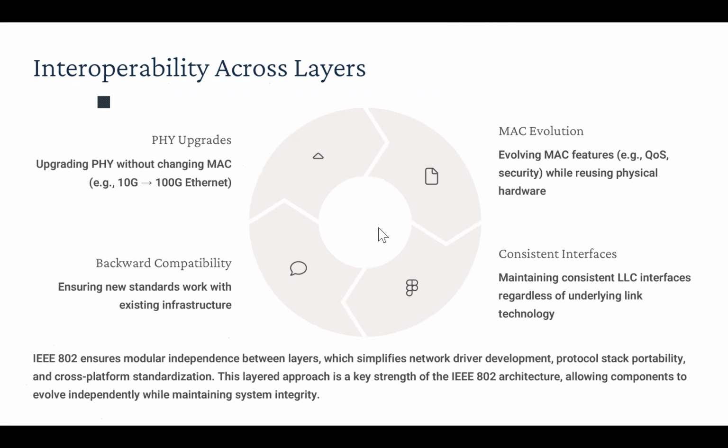The IEEE 802 standards basically allow physical layer upgrades, like moving from 10 gig to 100 gig Ethernet, without modifying the MAC layer, which enables us to scale the bandwidth without re-architecting the entire protocol stack.